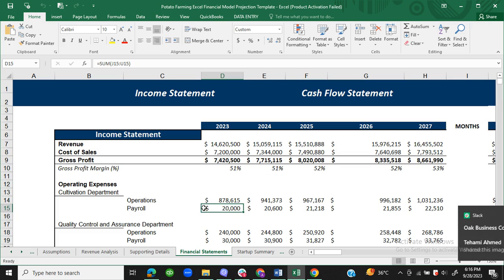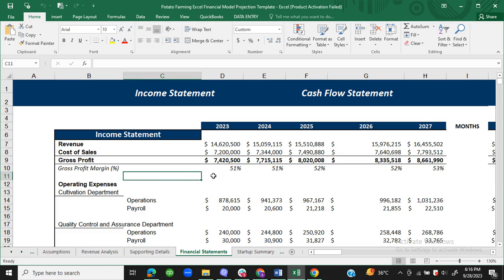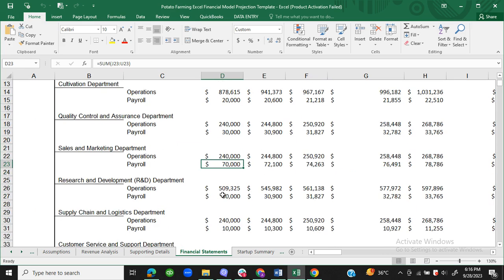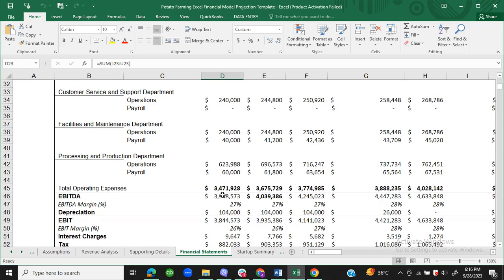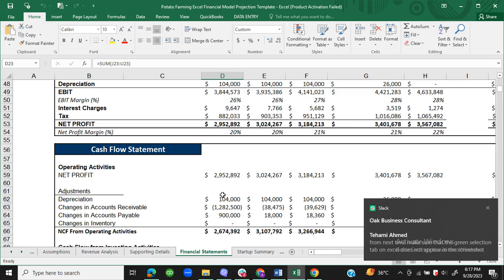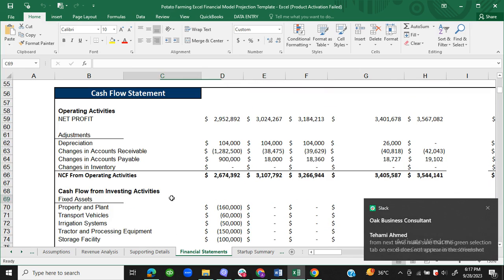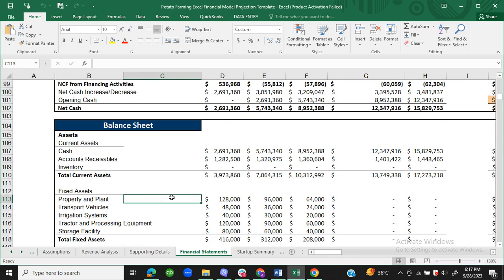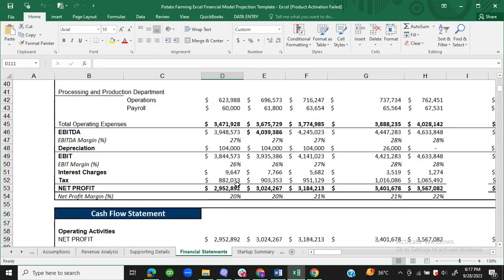Moving on to the next sheet, income statements, financial statements. This sheet contains the three major financial statements: income statement, cash flow statement, and balance sheet. The income statement shows the profitability of the business, while the cash flow shows the cash inflows and outflows for the next 5 years. And similarly, the balance sheet shows the performance of the business.